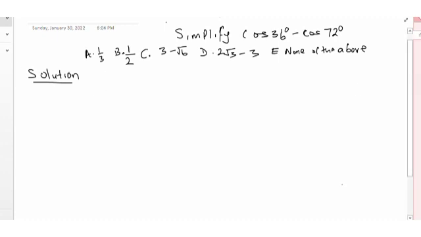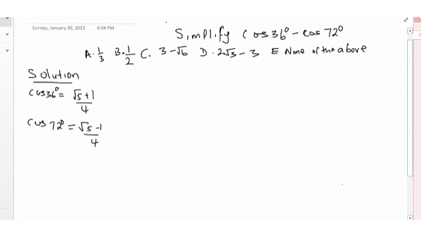Now, to answer this question, we simply substitute values for cos 36 and cos 72. And when we do that, we see that the value of cos 36 is simply (square root of 5 plus 1) over 4. And that of cos 72 degrees is simply (square root of 5 minus 1) over 4.